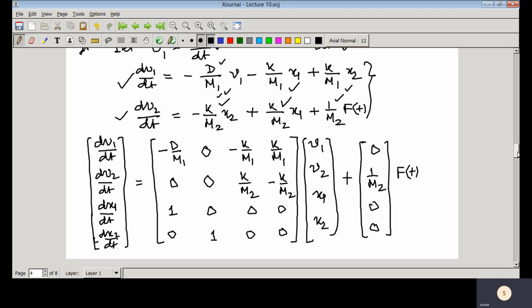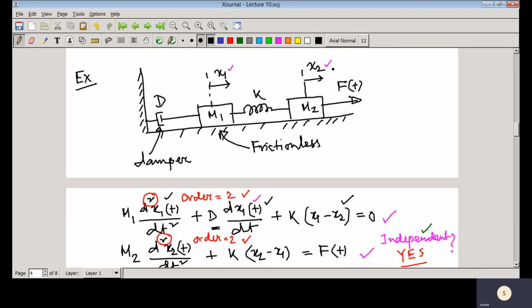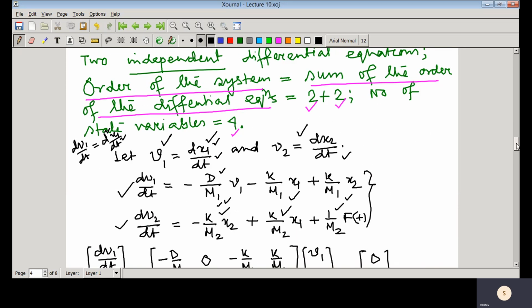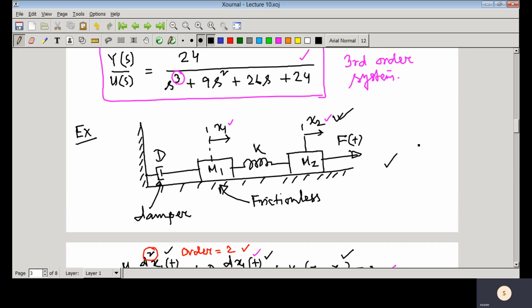And if you say that, okay, we are interested in finding what would be the output. So if we consider that x2 is the output, then we can easily represent that output equation. So x2 equal to, you have the state vector v1, v2, x1, x2. So this is the state vector, and output equal to x2. So that means all are 0. Here you have 1. So this is the state space model of this particular dynamical system. So now you have seen how to represent that system in state space form.